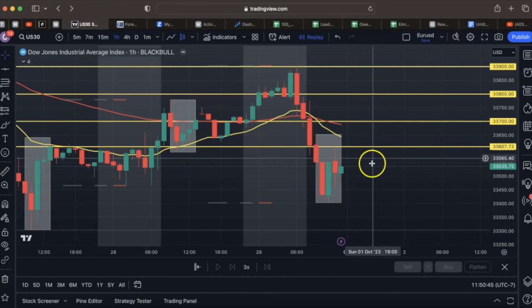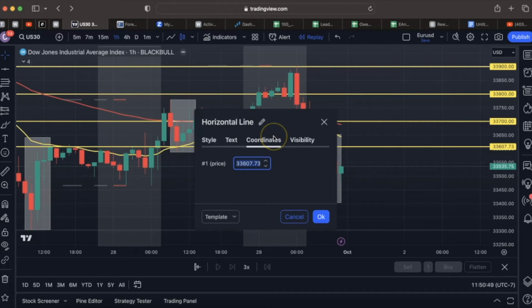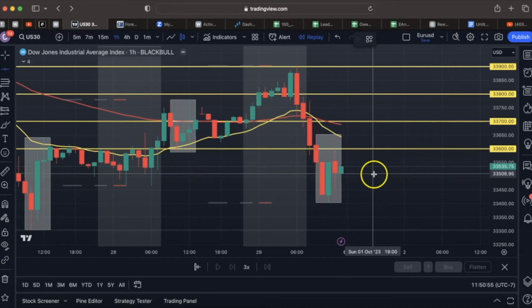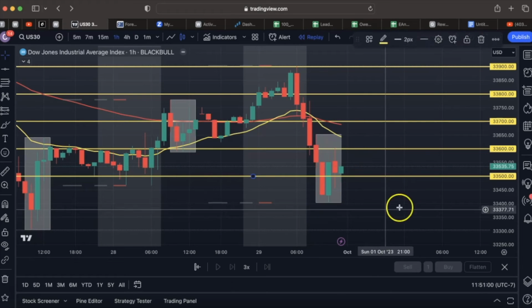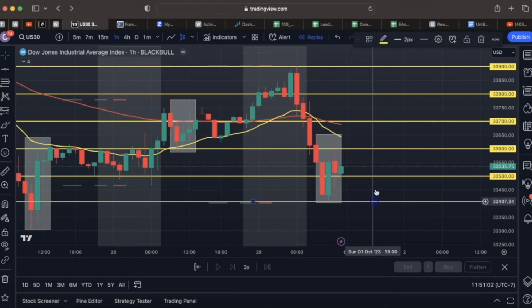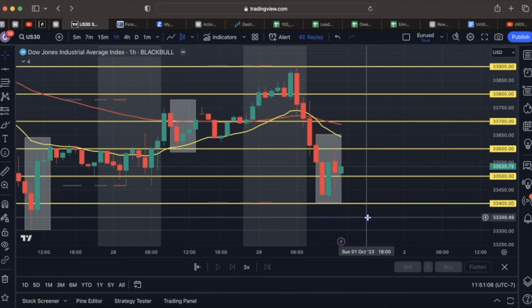33,600 for the next. And all I'm doing at the level is I'm clicking it, going to the settings, and the coordinates are where I put in the numbers. 33,600. Okay. 33,500. 33,400. And we'll leave it at that.